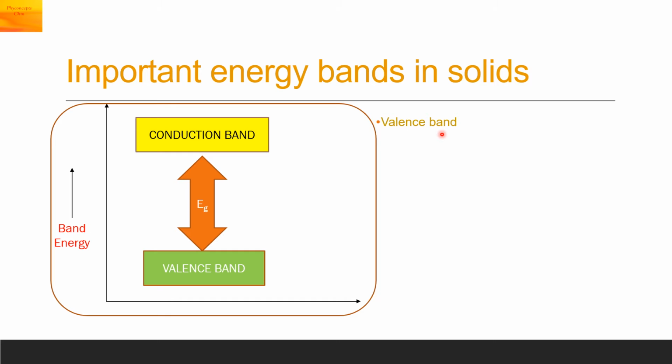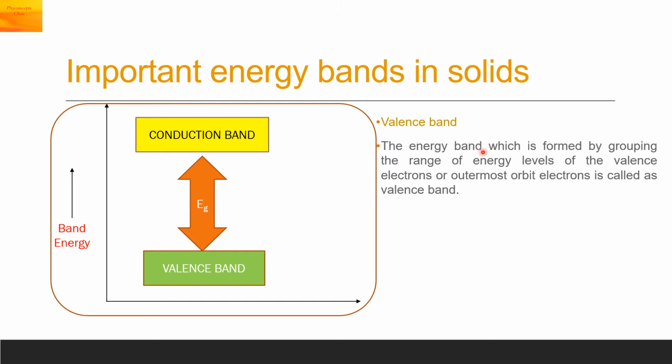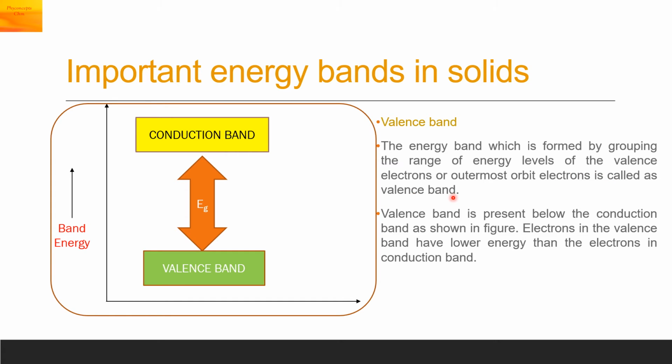Valence band. The energy band which is formed by grouping the range of energy levels of the free electrons or the valence electrons is called valence band. The valence band is present below the conduction band. The electrons in the valence band have lower energy than the electrons in the conduction band. The electrons present in the valence band are loosely bound to the nucleus of atom.